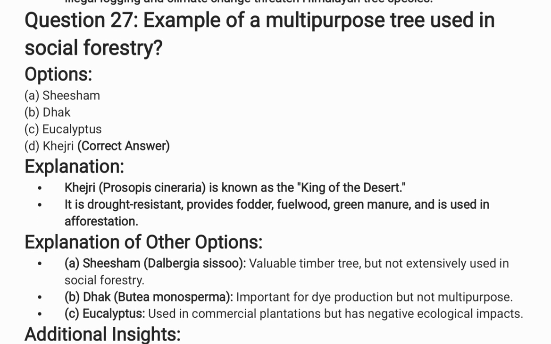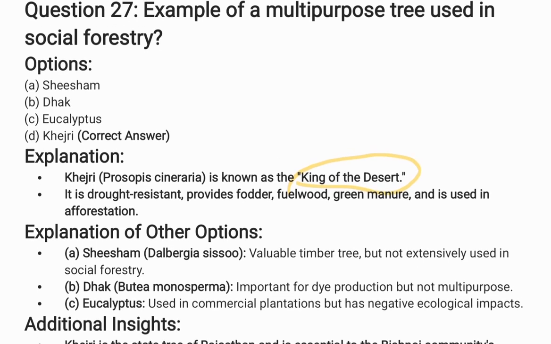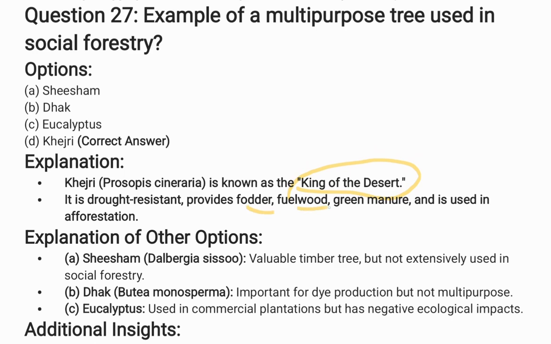Example of a multi-purpose tree used in social forestry: Khejri. Used in social forestry, Khejri, Prosopis cineraria, is known as king of the desert. It is drought resistant, provides fodder, fuel wood, green manure and is used in afforestation.